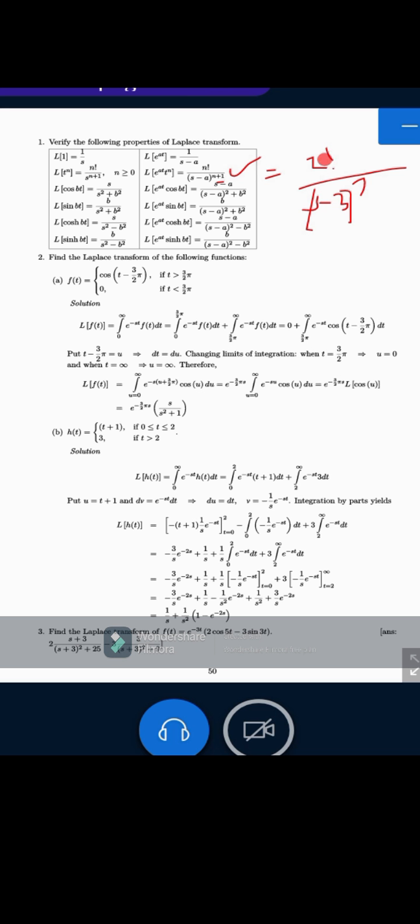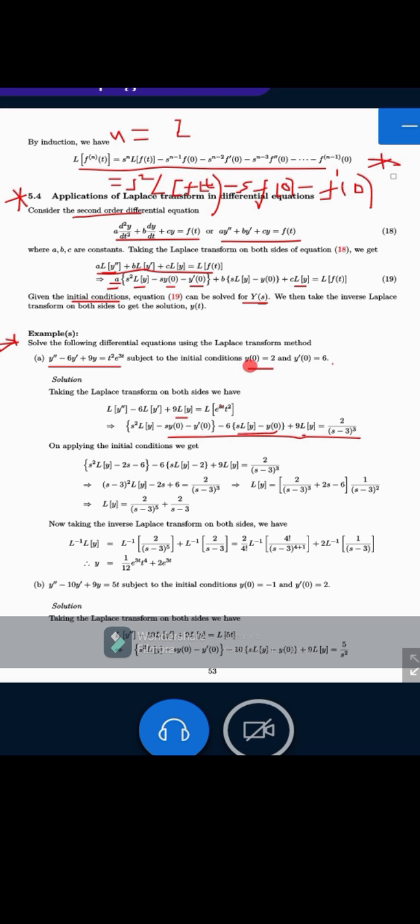initial conditions. You need to apply the initial conditions, whereby we had said that y of 0 is equal to 2, and y prime of 0 is equal to 6. So you need now to come here and look at whatever we are having here. So whenever you encounter y of 0, it becomes 2. That is from the initial conditions.